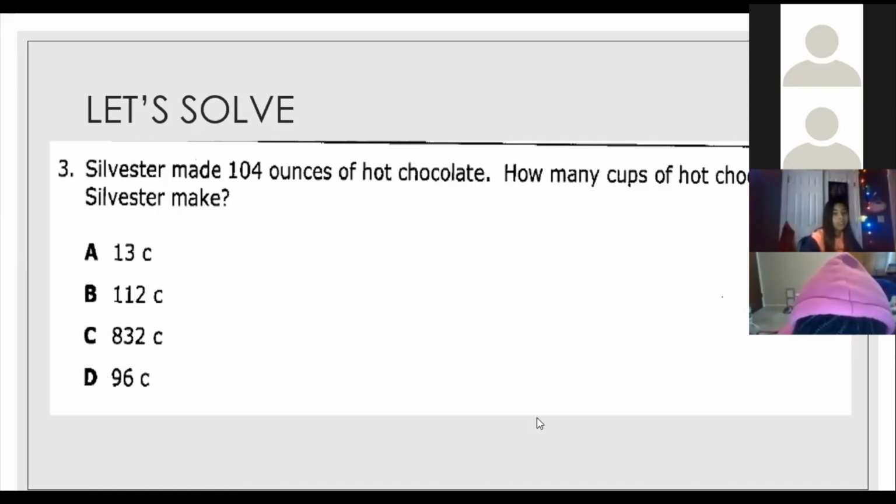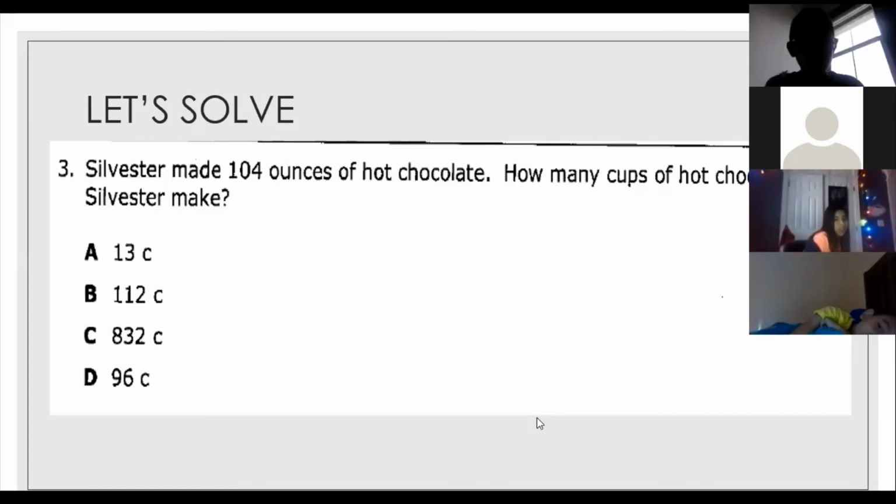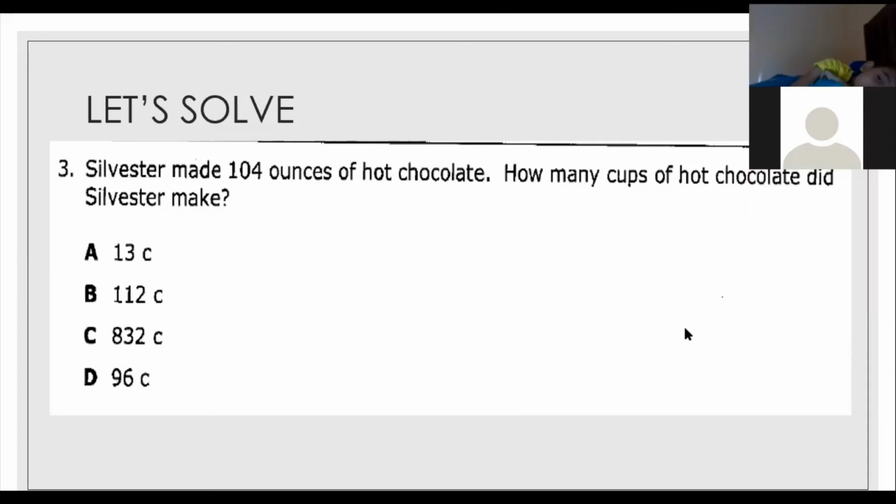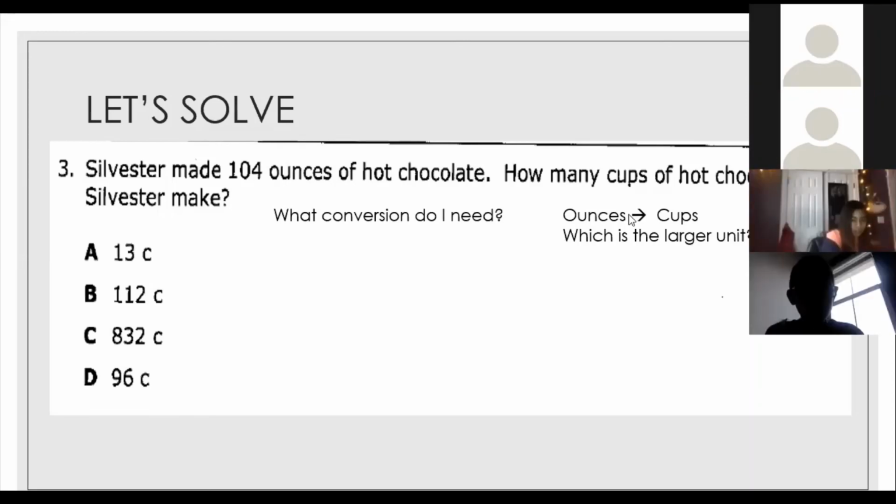What conversion am I making here? What unit am I turning into what unit? Ounces to cups. Thank you. So the conversion that I need is ounces to cups. Which one is the larger unit, ounces or cups? Cups are bigger, right?